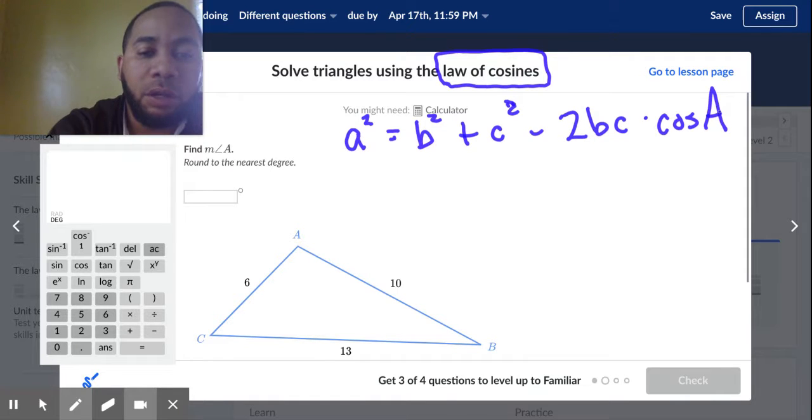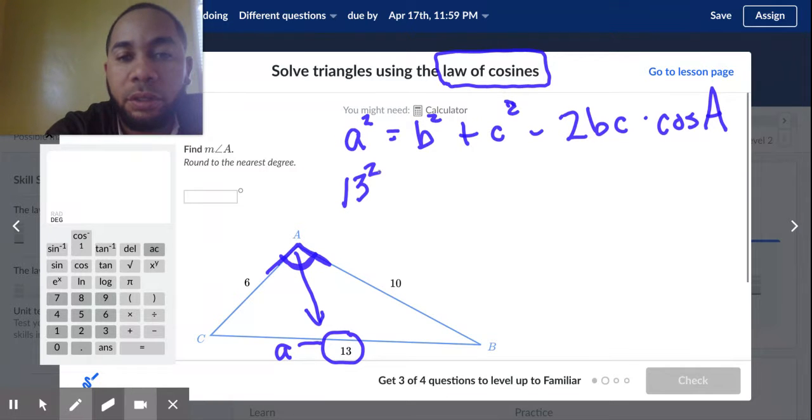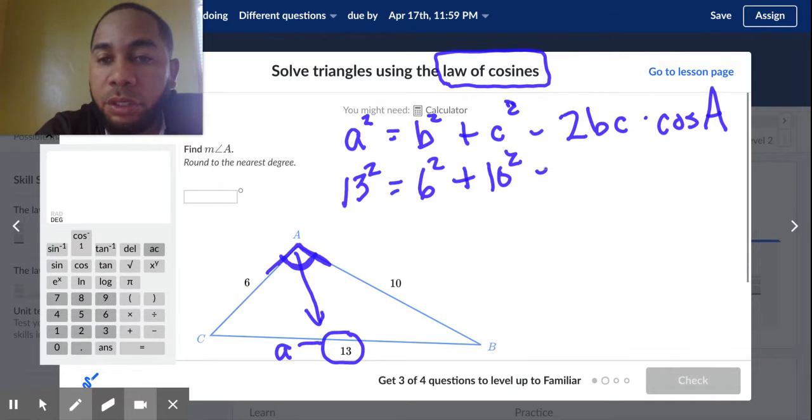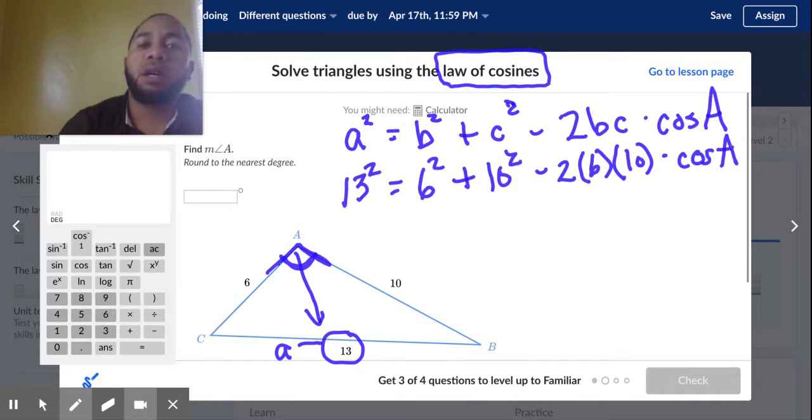So this has to be little a because it's opposite of the angle A. Okay, it's opposite of angle A, the angle we're looking for. So we got 13 squared equals 6 squared plus 10 squared minus 2 times 6 times 10 times the cosine of angle A. And now we got our problem set up. Now it's just a little bit of math.